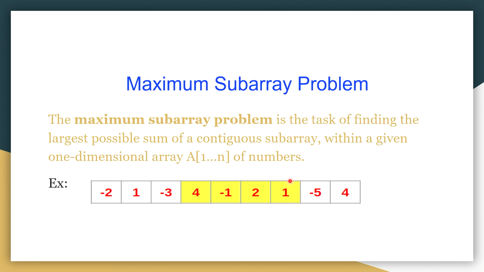Similarly at 1 we update the max so far as 6, and when we come to the -5, the max ending here would become 1, which is less than 6, so we do not update it. Again when we come to the 4, the max ending here would be 5, which is less than 6, so we do not update anything. So at the end we are left with 6 as our answer and we return it.